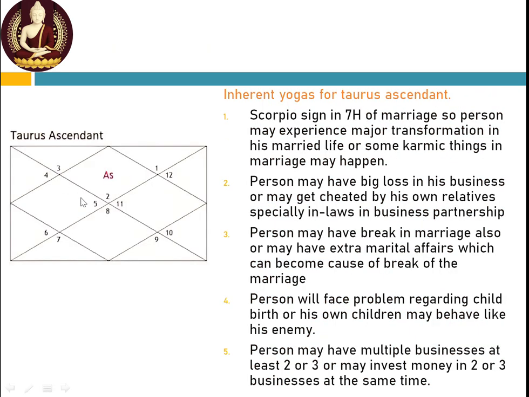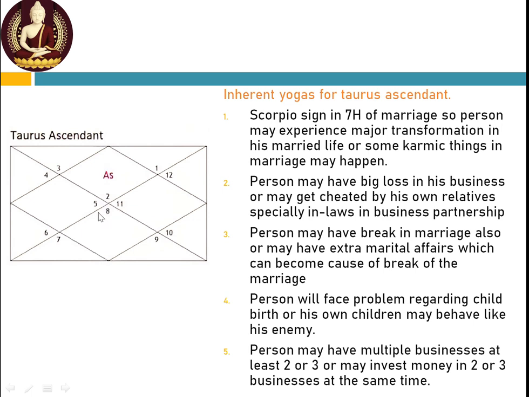See, Taurus ascendant. Let's see the inherent yogas for Taurus ascendant. The Scorpio sign is in the seventh house of marriage. So this person may feel like his spouse is very karmic, or the marriage will be very karmic. Some karmic event will happen around the marriage or in the marriage. Why? Because the Scorpio sign is falling in the seventh house, or naturally the seventh sign, the Libra sign, is falling in the sixth house. This person may also have big loss.